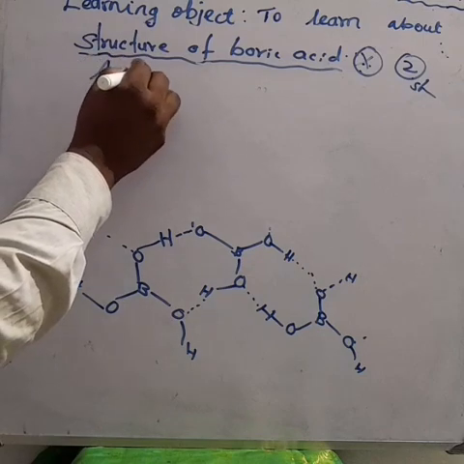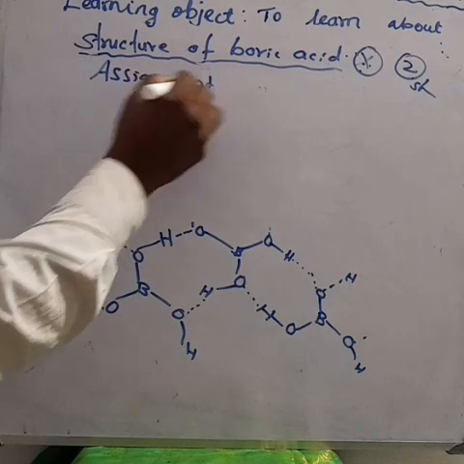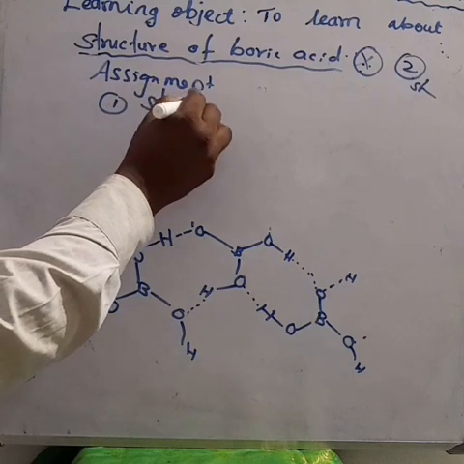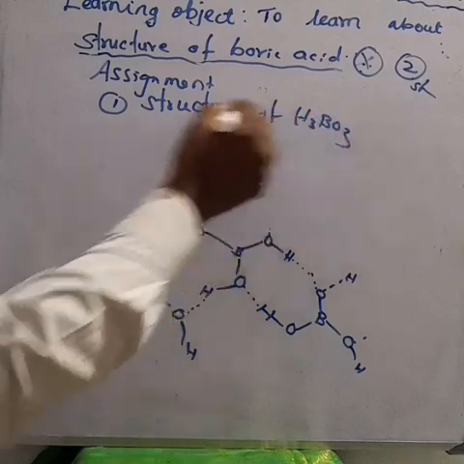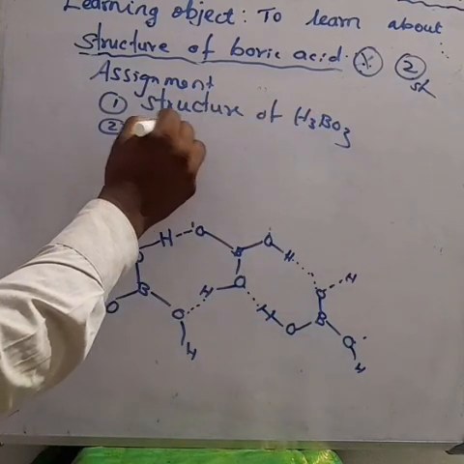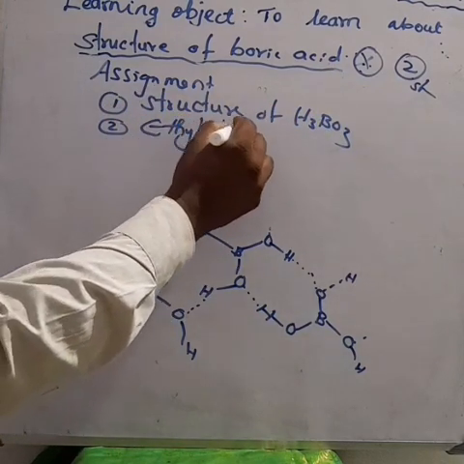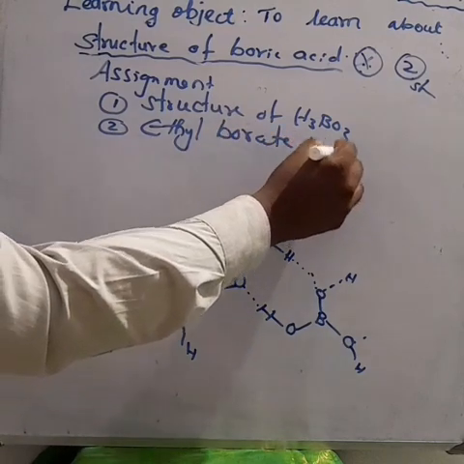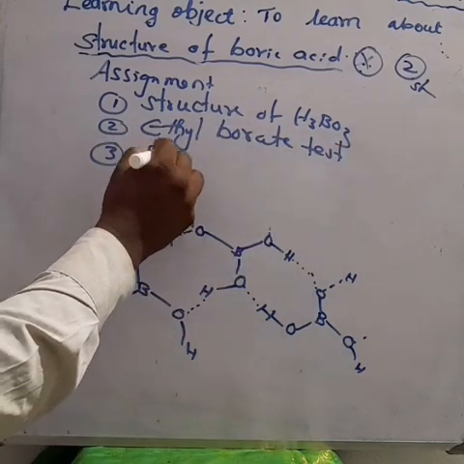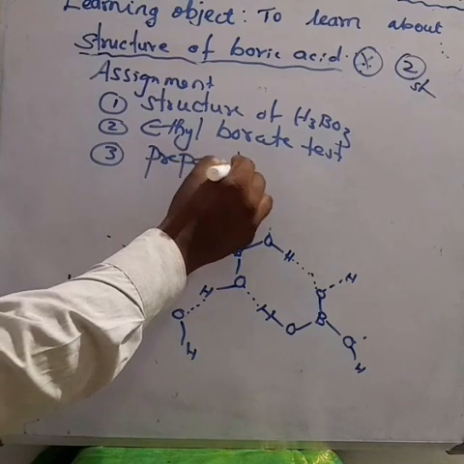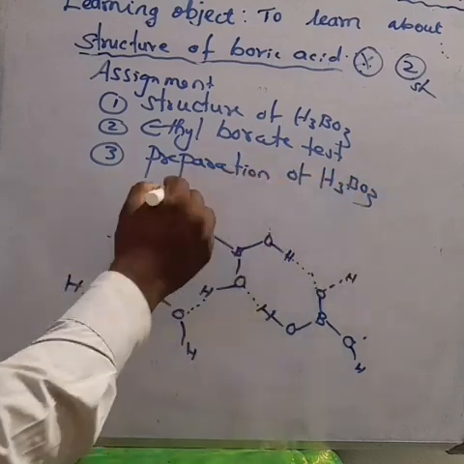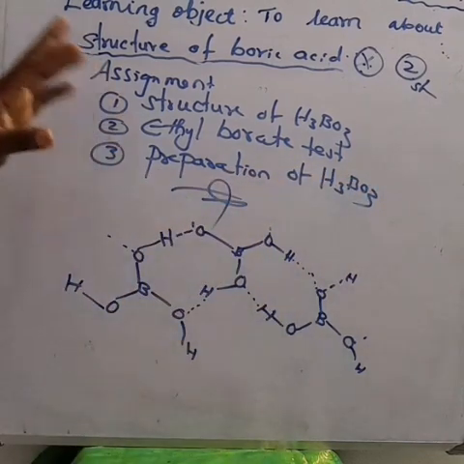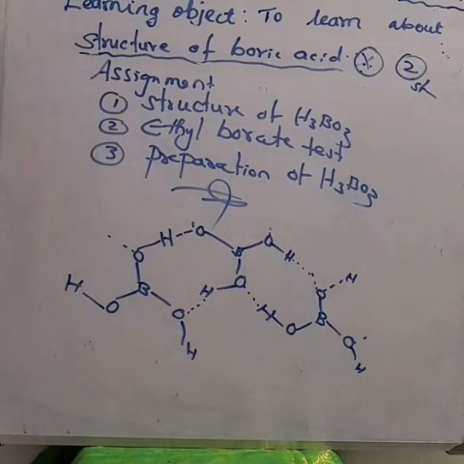Anyhow, my dear children, today I am giving an assignment. What is the assignment? The same question: structure of boric acid. And 2 more questions: the ethyl borate test, and how boric acid is prepared. Preparation has 2 methods, one from borax and another from colemanite ore. Any one preparation is enough. We are expecting only the equation, so write the equation for the preparation neatly, and also the ethyl borate test.